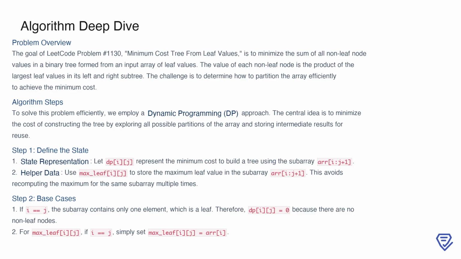First, we define the state: let dp[i][j] represent the minimum cost to construct a tree using the subarray arr[i..j+1]. Additionally, we pre-compute a helper table, max_leaf[i][j], to store the maximum leaf value for each subarray. This avoids recalculating the maximum value for the same subarray multiple times, improving efficiency. Finally, we establish the base cases. When the subarray contains only one element, there are no non-leaf nodes, so the cost is 0. Similarly, the maximum value for a single element subarray is simply the value of that element.